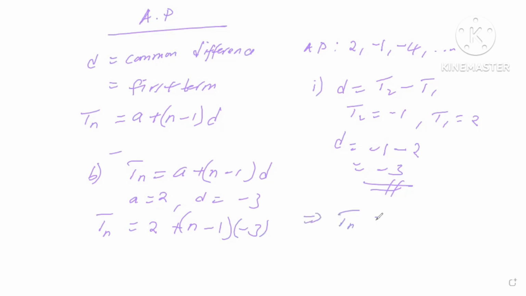So Tn is equal to 2 plus, what is negative 3 times n? That is negative 3n. Then what is negative 3 times negative 1? Positive 3. Then you can simplify this. When you add the like terms, 2 plus 3, you've got 5 minus 3n. Or you can write this as Tn is equal to negative 3n plus 5. It is still correct.